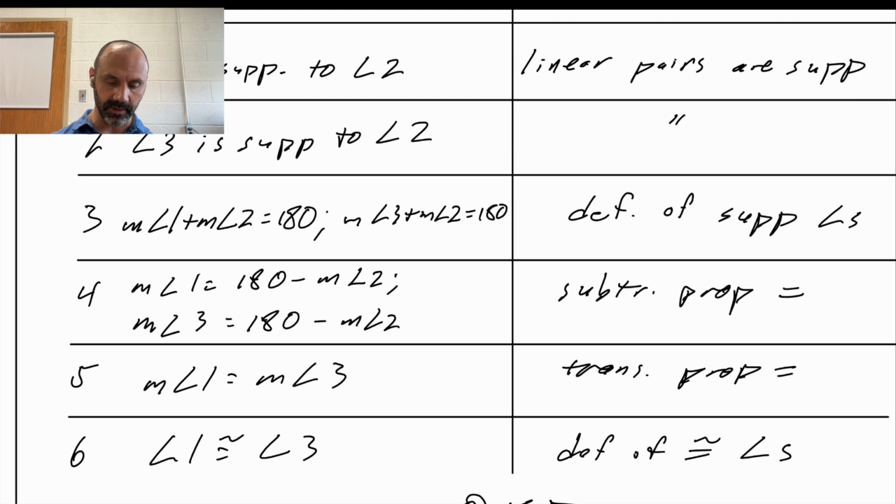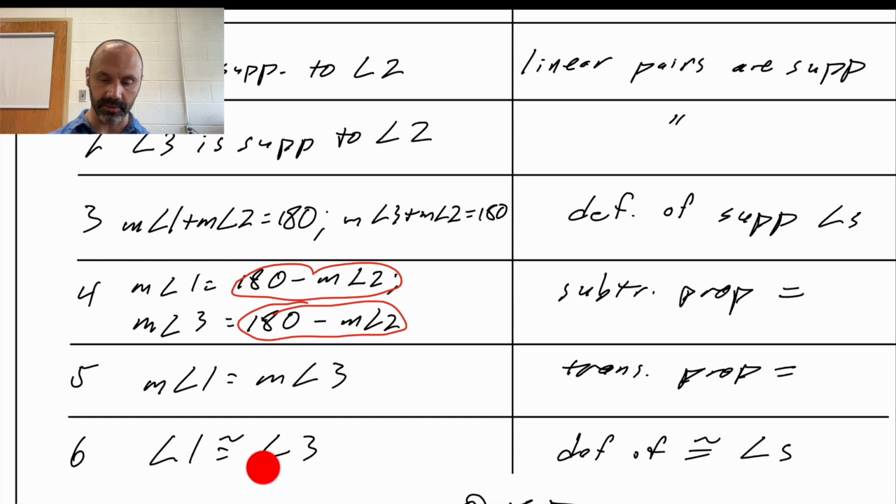Now, look at this. Measure of angle 3 and measure of angle 1. They're both equal to this same thing, 180 minus the measure of angle 2. If they're equal to the same thing, that means they're equal to each other. So the measure of angle 1 equals the measure of angle 3. That's the transitive property of equality. Two things that are equal to the same thing must be equal to each other. So the measures are equal.